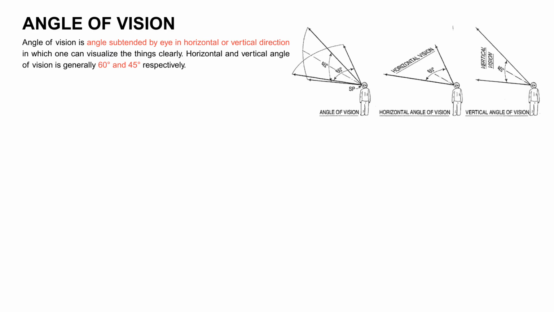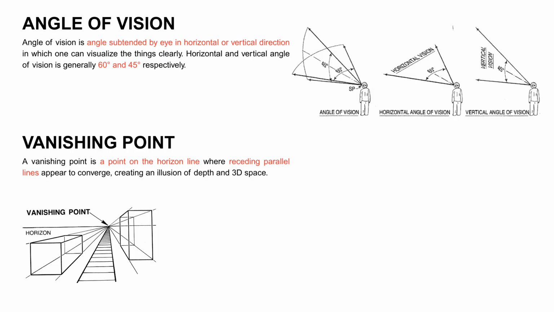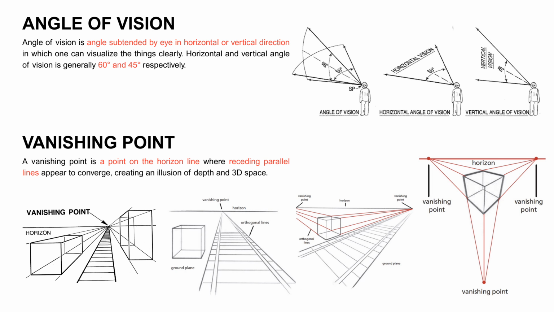If we discuss the angle of vision, how does human vision perceive spatial depth? The angle of vision is the angle subtended by the eye in the horizontal or vertical direction in which one can visualize things clearly. The horizontal and vertical angles of vision are generally 60 degrees and 45 degrees respectively. These angles define clear vision limits in a scene. Vanishing point is a point on the horizon line where receding parallel lines meet, creating a depth illusion.